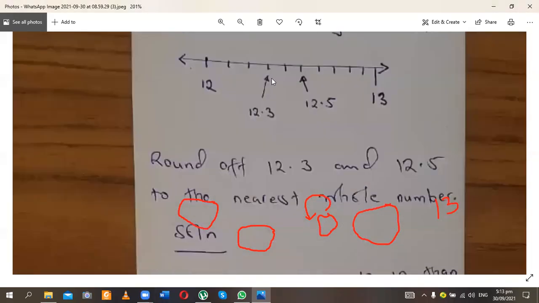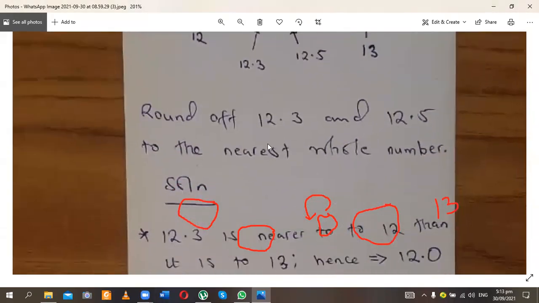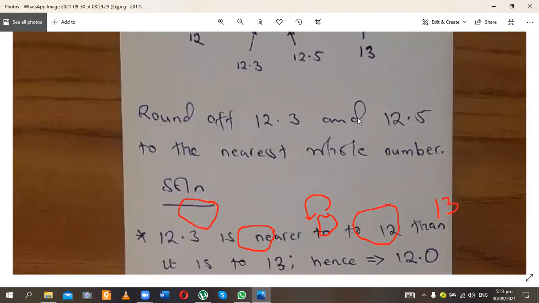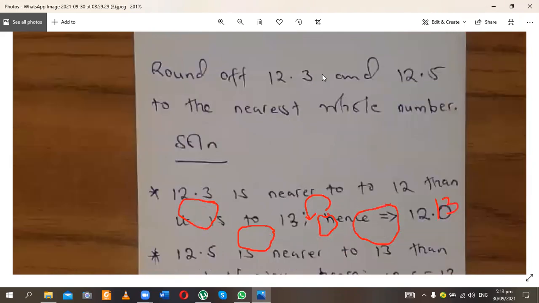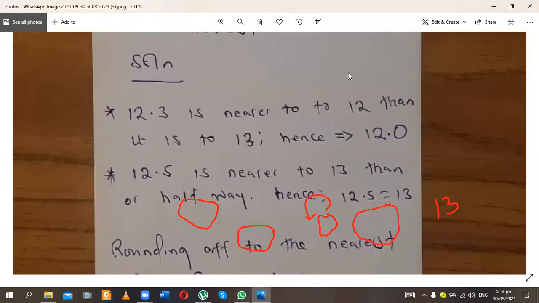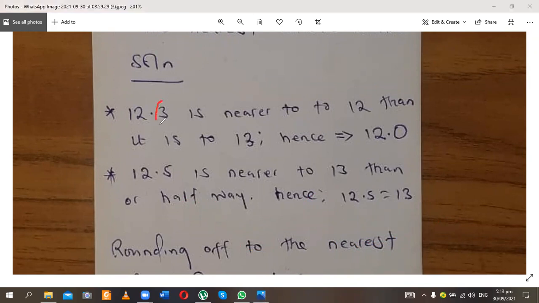And this is the explanation which was given. So I say rounding off those two numbers to the nearest whole number. And these are the solutions that were written right here. We're saying that 12.3 is nearer to 12 than it is to 13. How is it nearer to 12? We are considering the decimal number. It is less than 5. So you don't do anything to it, just maintain a 0.